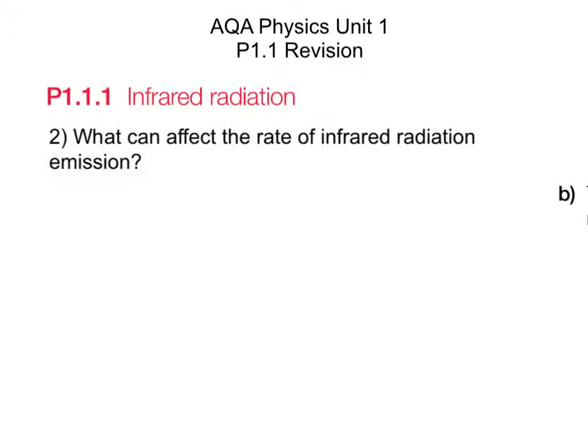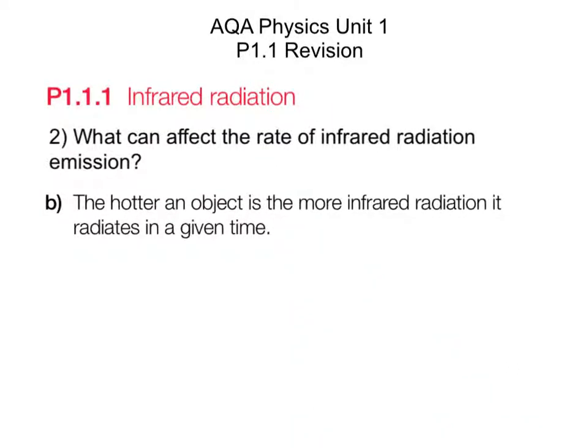The second question we're going to look at is what can affect the rate of infrared radiation emission. So why is it that some things emit more infrared radiation than others? Well, what you've got to do there is think about what sorts of things emit a lot of heat energy. Remember, infrared radiation is heat energy. So things that are very hot emit more heat energy. So the answer to this question is that the hotter an object is, the more infrared radiation it will emit in a given time.